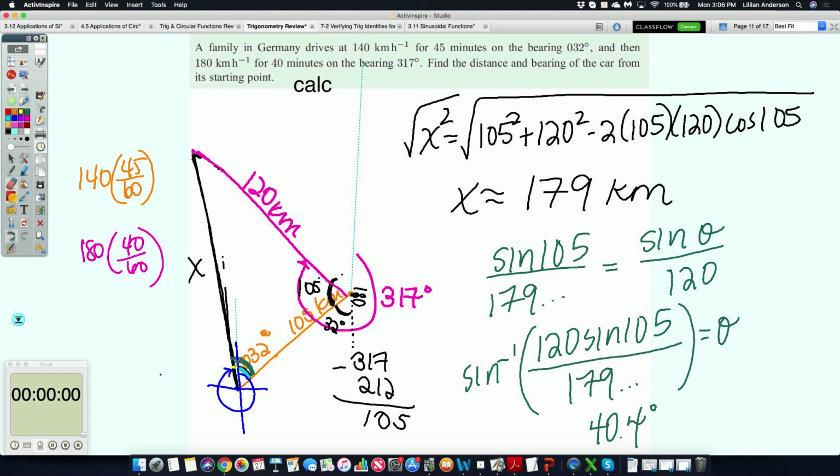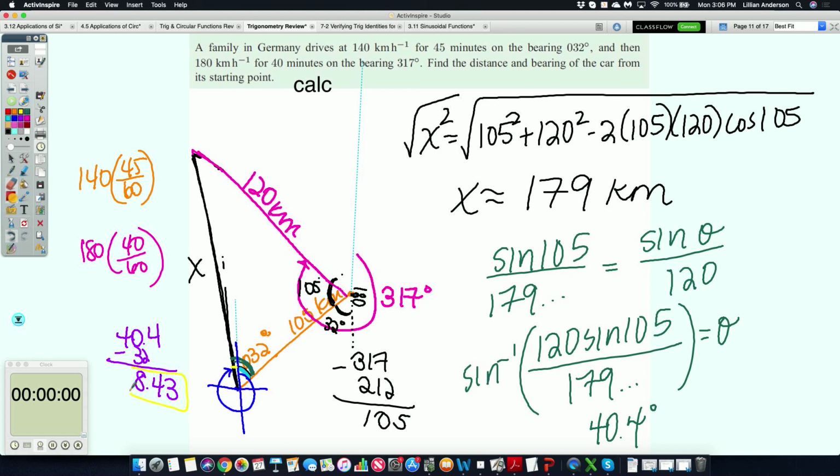360 minus the 40.4. But that 40.4 includes that 32. So 40.4 minus 32. What's 40.4 minus 32? 8.4. Sure it's 8.4? Well, I just added 8 to it, and then added 0.4, and then boom, 8.4. It's 8.43 rounded. So that's that little small sliver.